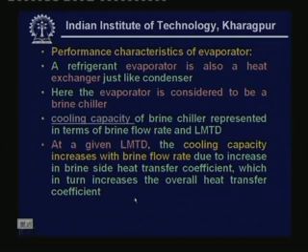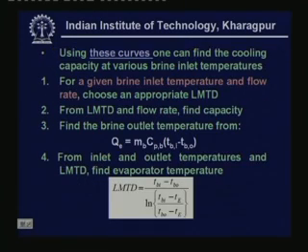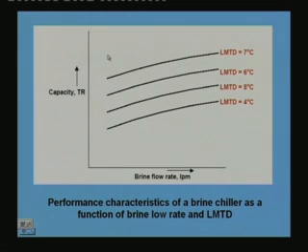As I said, at a given LMTD, the cooling capacity increases with brine flow rate due to the increase in brine side heat transfer coefficient, which in turn increases the overall heat transfer coefficient. Using these curves, one can find the cooling capacity at various brine inlet temperatures. How do you find that? For a given brine inlet temperature and flow rate, choose an appropriate LMTD. Let me explain with the help of the curves.